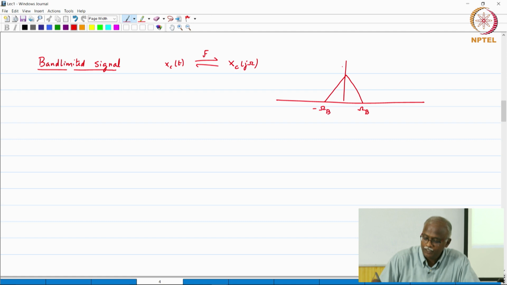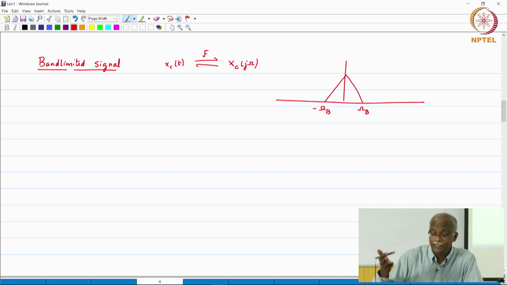Okay, the frequency response does not need to be symmetric. If it is a real signal, it will be symmetric, but it does not need to be. We can talk about band limited signals that are both real as well as complex. So we will take the case of a real signal, band limited. So you have the spectrum that is contained within omega b.